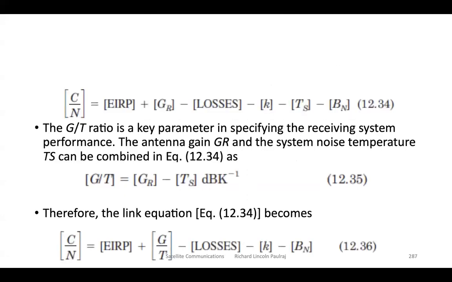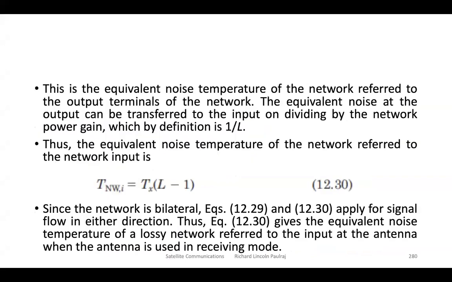Okay, a few more equations to concentrate on. You have EIRP, which is equivalent isotropic radiated power, then the gain of your receiver, then losses. As I mentioned previously, losses is a huge term. It has many terms involved. So let us just recall them.